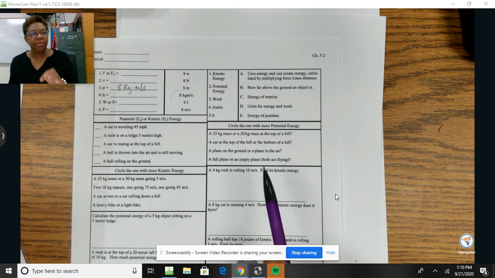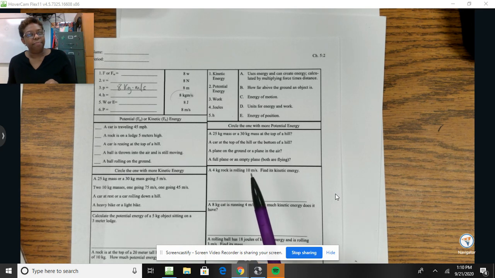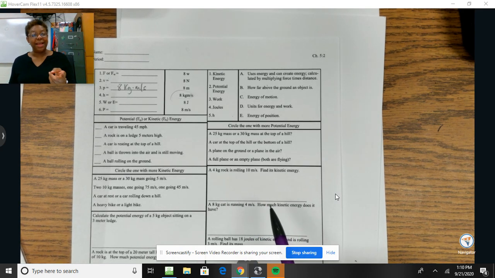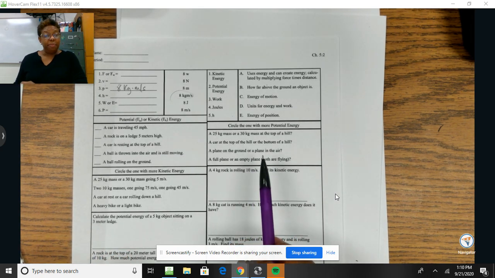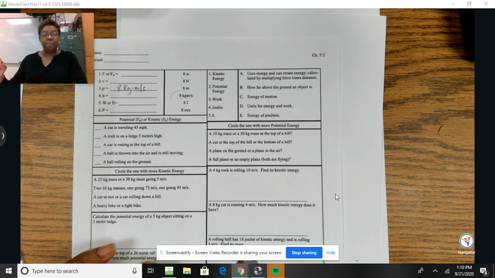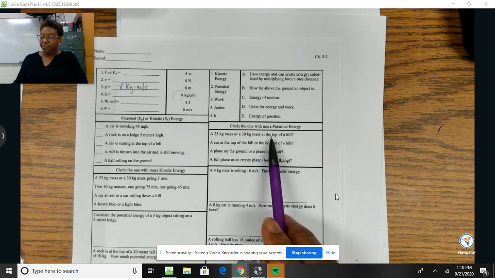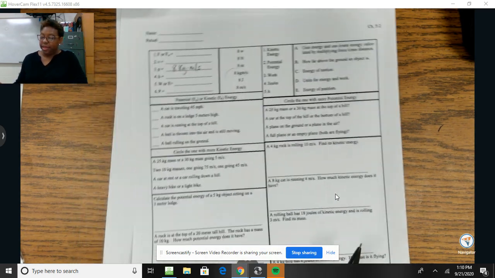So you want to think about the three variables that are at play in potential energy, right? So potential energy is dependent on the mass and the height, and they're directly proportional. So the more mass an object has, the more potential energy it has. The more height or distance from the ground, the more potential energy. So that's what you're considering here.